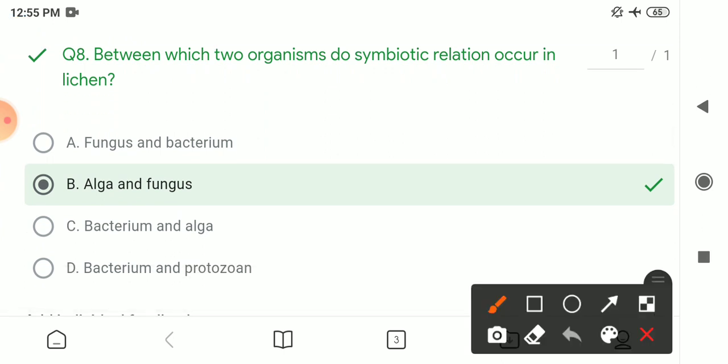Between which two organisms does the symbiotic relation occur in lichens? As we had already seen in unit test 2, the options are fungus and bacterium, alga and fungus, bacterium and alga, and bacterium and protozoa. So here your answer is option B, that is alga and fungus. Between these two organisms, the symbiotic relation is there in lichens.